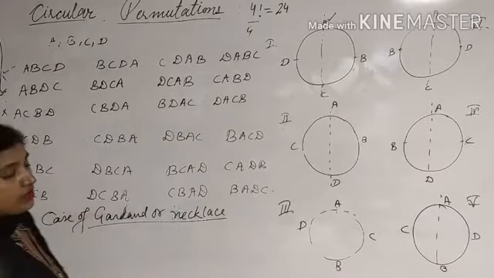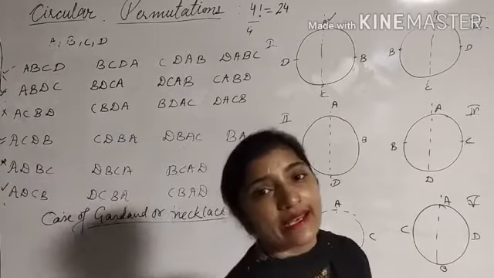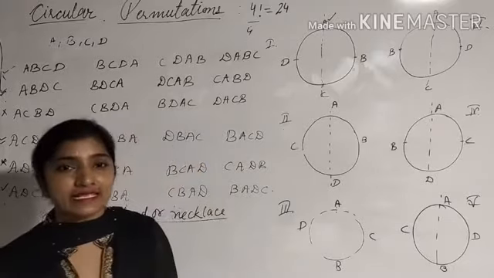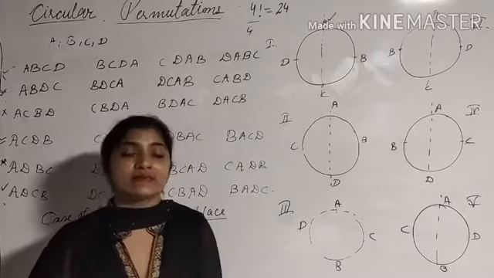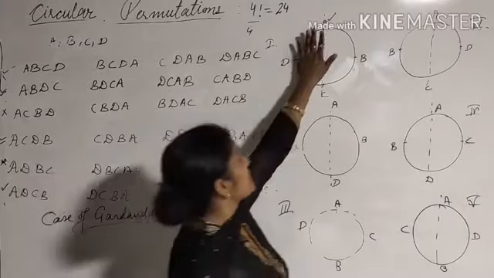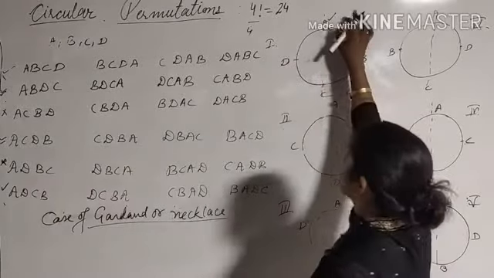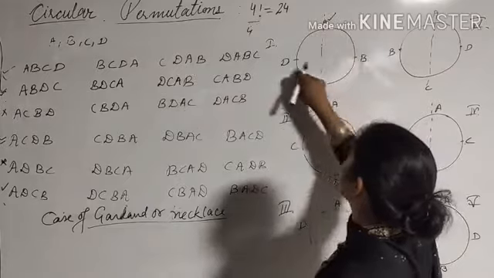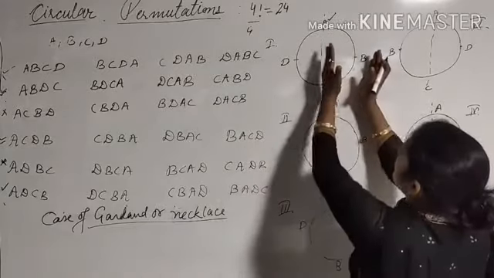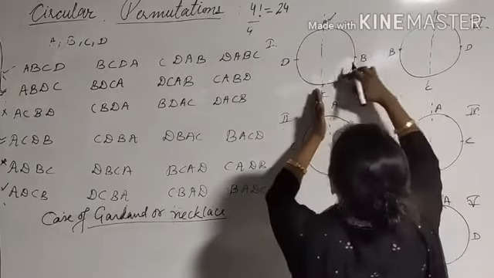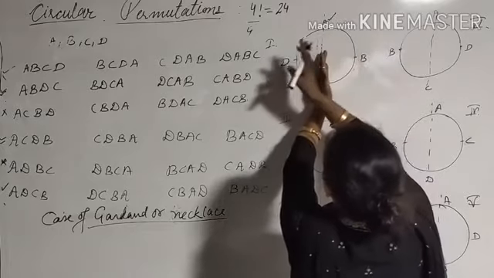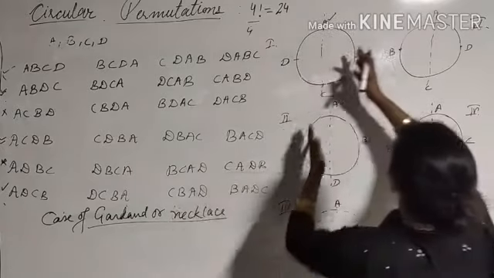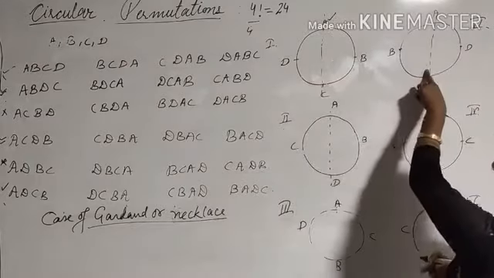So, when you consider a garland or a necklace, suppose we want to make a garland of 5 beads of similar kind, here 6 beads of the same kind. Let us take the example of 4 beads. Suppose we want to make a garland or necklace with the help of 4 beads. Now see, if you flip this necklace around this vertical line, you'll get this necklace.